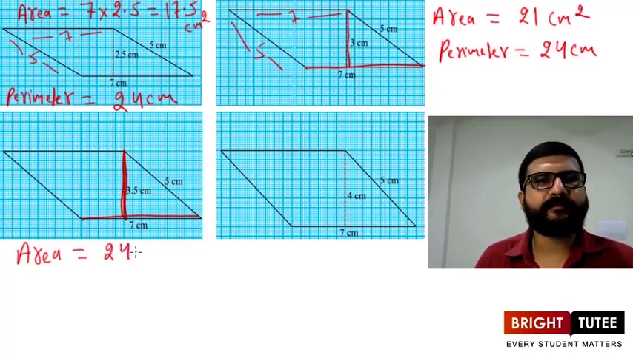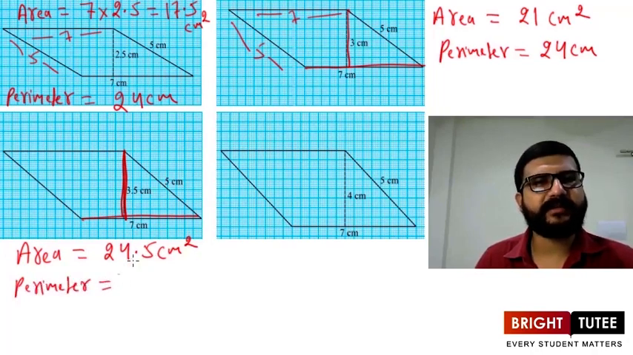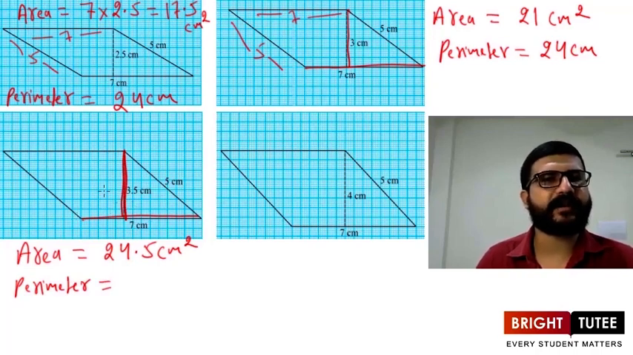It will be 24.5 square centimeters. So this is the area. Now what can we say about the perimeter? Will it be equal to 24 again? Yes, it is equal to 24 again because all the side lengths are the same.